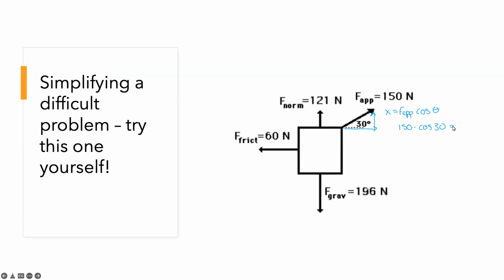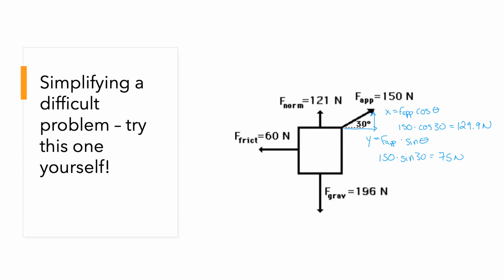And if I take out my handy dandy calculator, 150 cosine 30, I get 129.9 newtons. And the y component will be that applied force sine theta, which is 150 sine 30 in this particular case. That is 75.